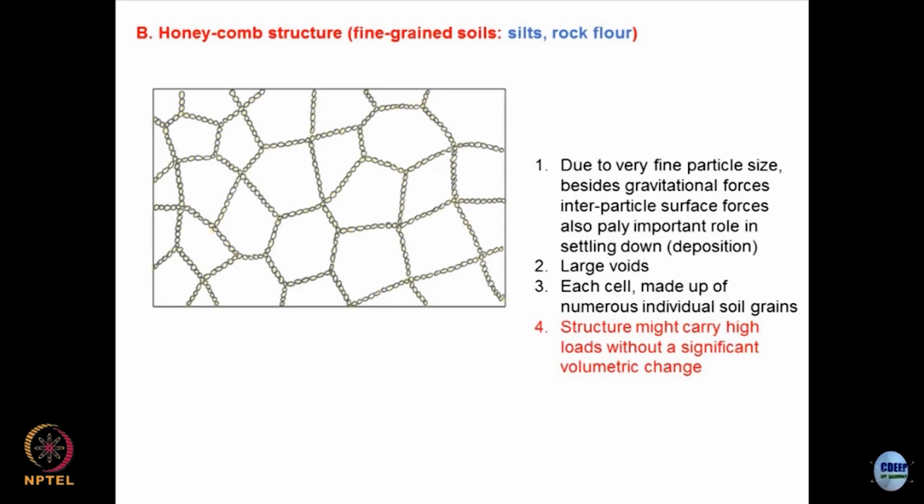They have very large voids, alright. Now, each of these cells is made up of numerous grains, numerous particles, alright. That is the beauty of the system. So, several individual grains, they come closer to each other and they form a sort of a cell. So, this is a cell, alright. Now, this is what honeycomb structure is.